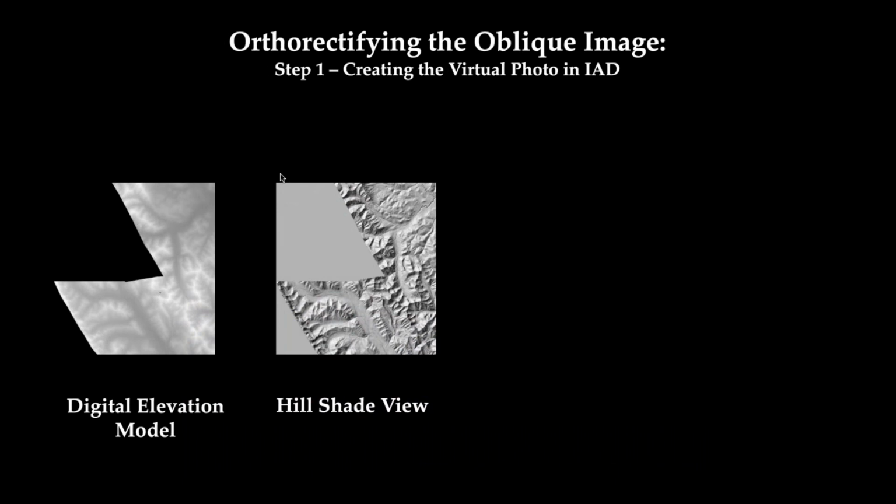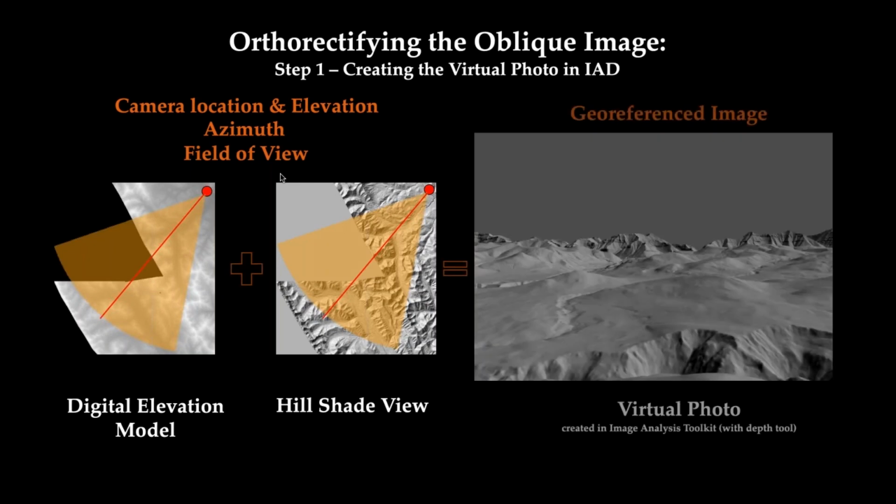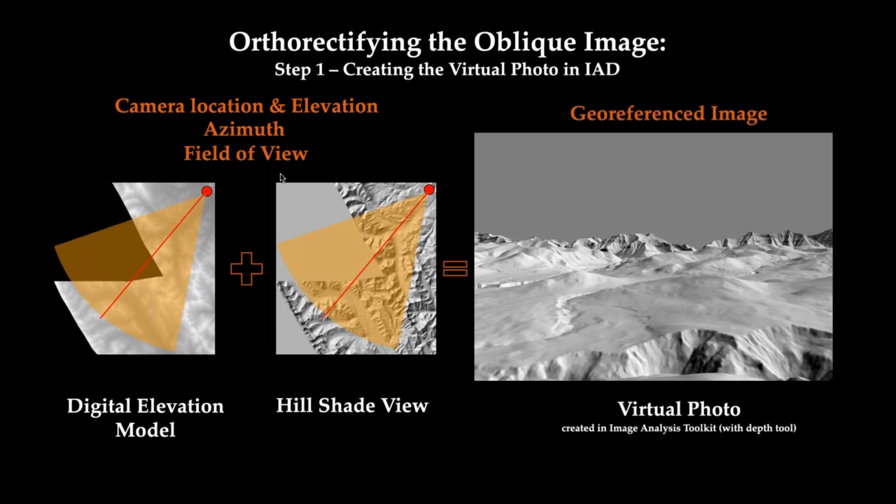Well, we start off with a good digital elevation model. As I mentioned, our DEMs that we're working with are 2-meter DEMs. Create a hillshade view for that DEM, and then add things like, what's the camera location and elevation? What's the azimuth? That's the direction that the camera is looking. What is the field of view? So how wide a field of view does the camera have? We take these and put them together in our image analysis toolkit, and we're using a depth tool on this, and we create a geo-referenced image.